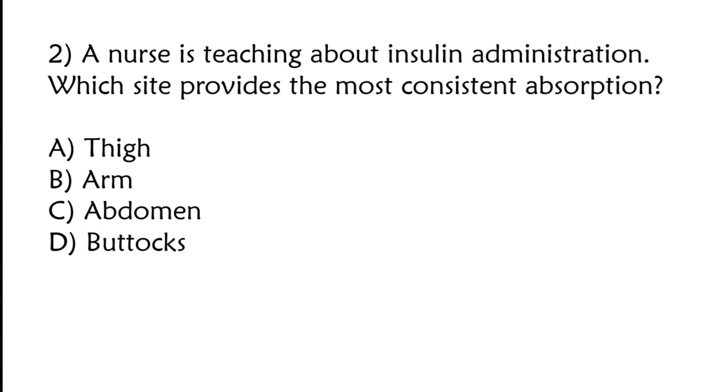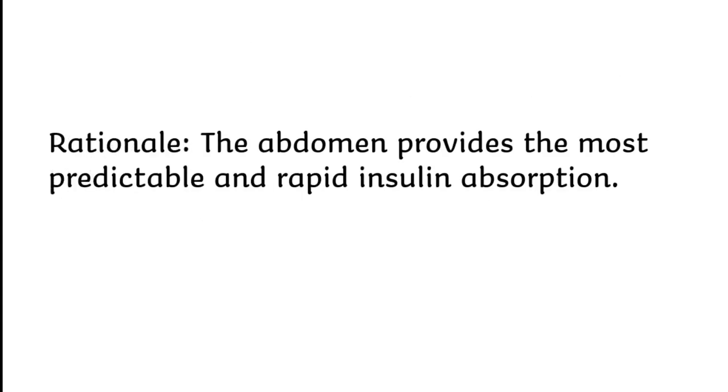A nurse is teaching about insulin administration. Which site provides the most consistent absorption? Correct answer is C, abdomen. Rationale: the abdomen provides the most predictable and rapid insulin absorption.